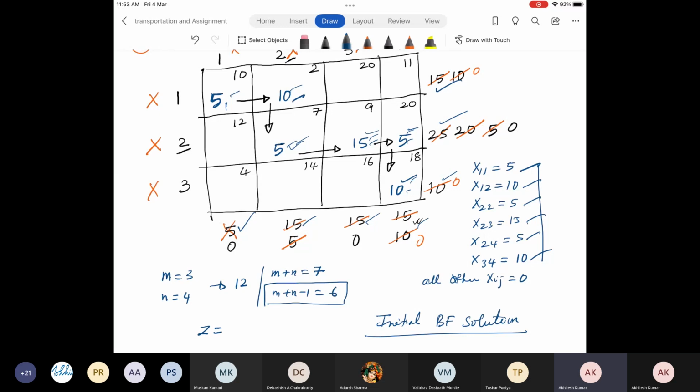So all you need to do is 5 into 10 plus 10 into 2 plus 5 into 7 plus 15 into 9 plus 20 into 5 plus 10 into 18. Give me how much G value you get. Sir, 420. 420 or 520?